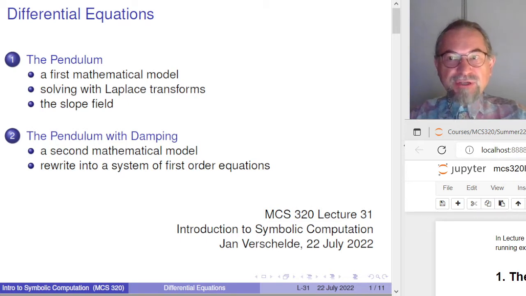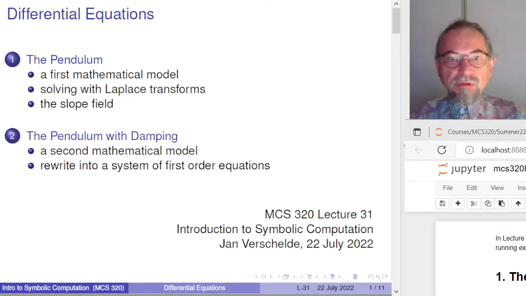Now, differential equations on its own merits an entire course or even multiple courses. So we spent only one lecture on it within the context of symbolic computation. And there will be one running example, the pendulum, for which we will see two mathematical models. The first model we will solve symbolically, and one type of symbolic solution involves the Laplace transforms.